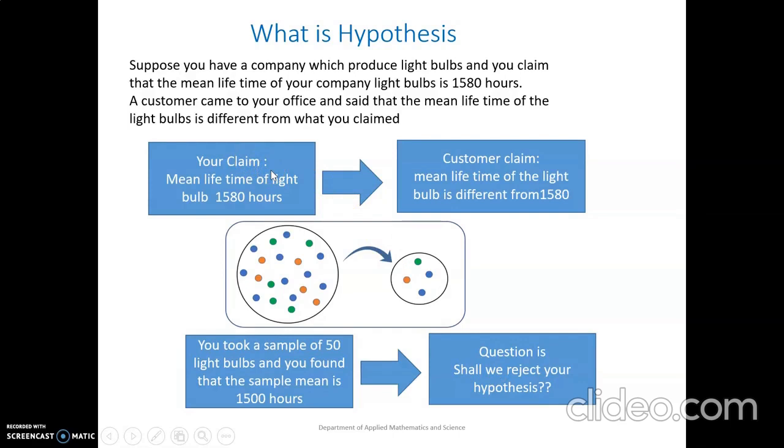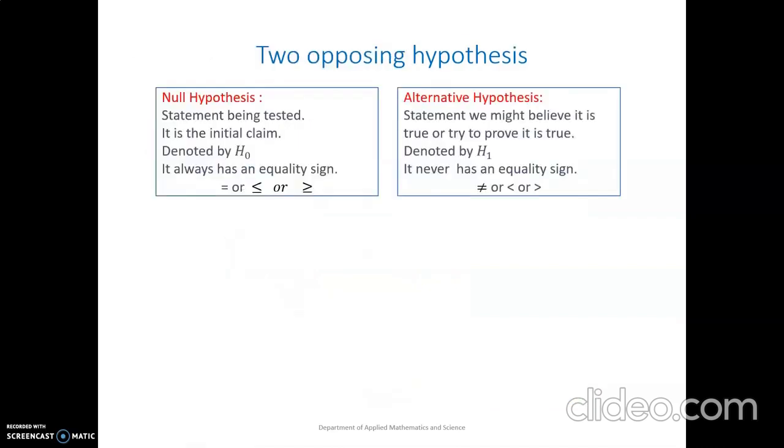That is the question, and that you're going to do in the next step. So what are the steps you need to do in order to reject this claim or accept this claim? So as I told you, there are two opposing hypotheses. One is your claim, the other one is the customer's claim.